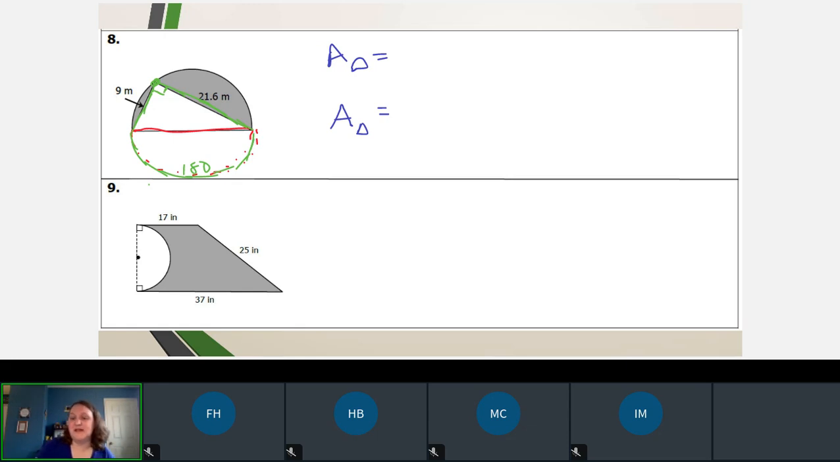There was a shortcut that said if you have an inscribed angle that intercepts your diameter, it will be a 90-degree angle. For the exact reason that I just told you. It's intercepting half a circle. All right, so it's a 90-degree angle. And as soon as we know it's a right triangle, then we can use the Pythagorean theorem to find our hypotenuse. So the hypotenuse is what we don't know.